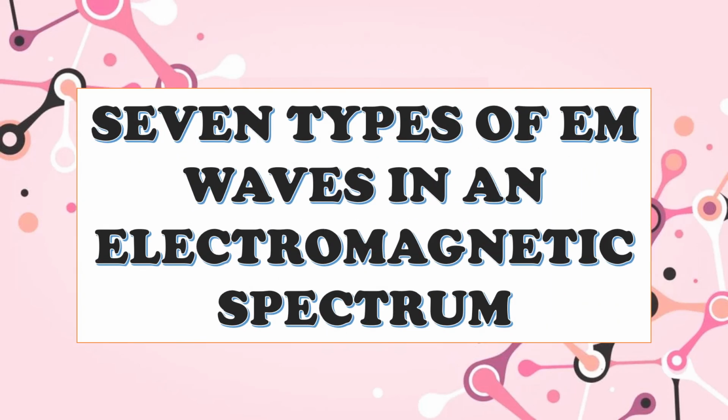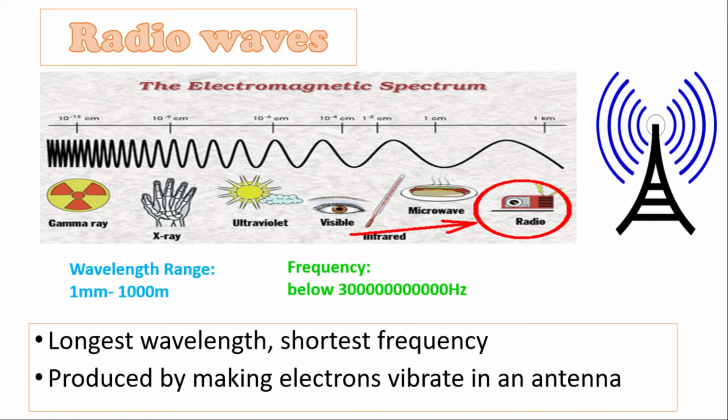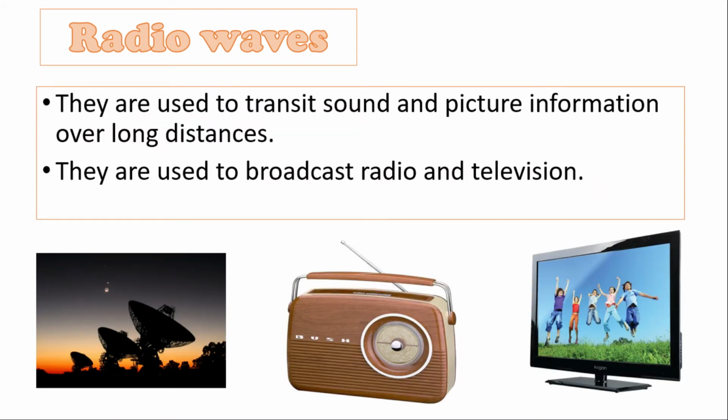And now, we are going to discuss the 7 types of EM waves that can be found in the electromagnetic spectrum. First, we have radio waves. They have the longest wavelength but lowest frequency. They are produced by making electrons vibrate in an antenna. Radio waves are used to transmit sound and picture information over long distances. They are also used to broadcast radio and television.